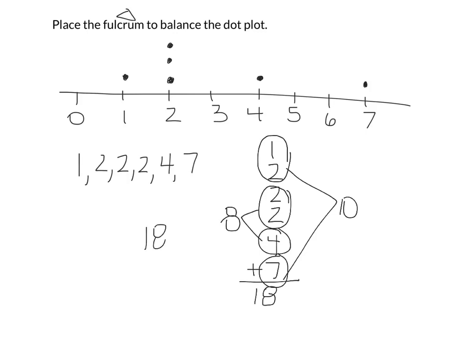Now I am going to divide by how many numbers I have. I have 1, 2, 3, 4, 5, 6. So I will do 18 divided by 6, which I know is 3. So in this case, the mean of these numbers is 3. Now all I have to do is place my fulcrum, or the little triangle, right at 3. Notice how I didn't draw it up there. I drew it right underneath the line, just like this.